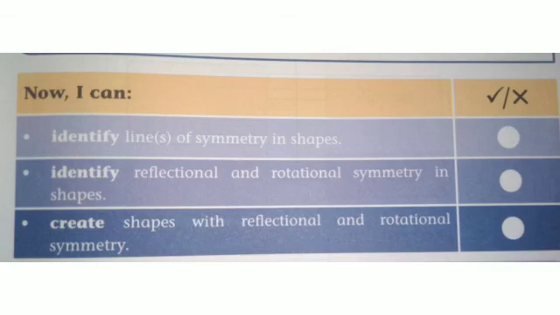Next one is Now I Can. This is a self-assessment component. In this, you have to reflect on what you have learned in this lesson and put a tick mark if you can identify or create what is given. Otherwise, you have to put a cross mark for unknown answers.